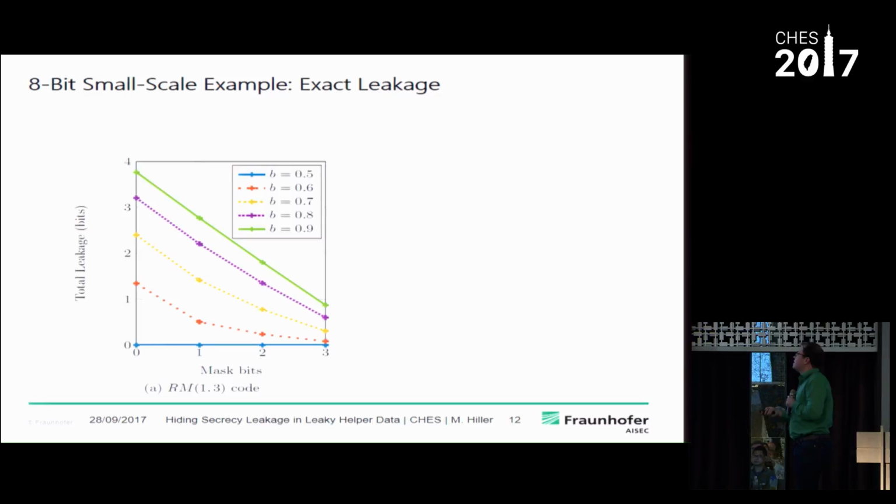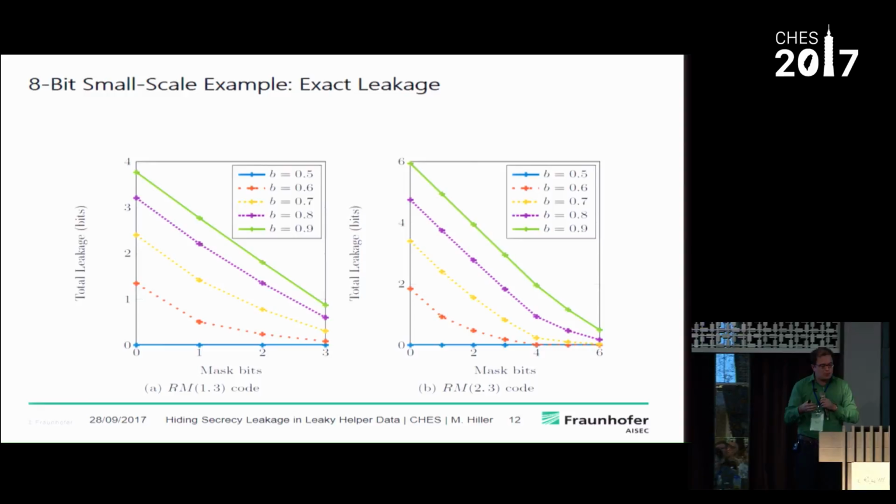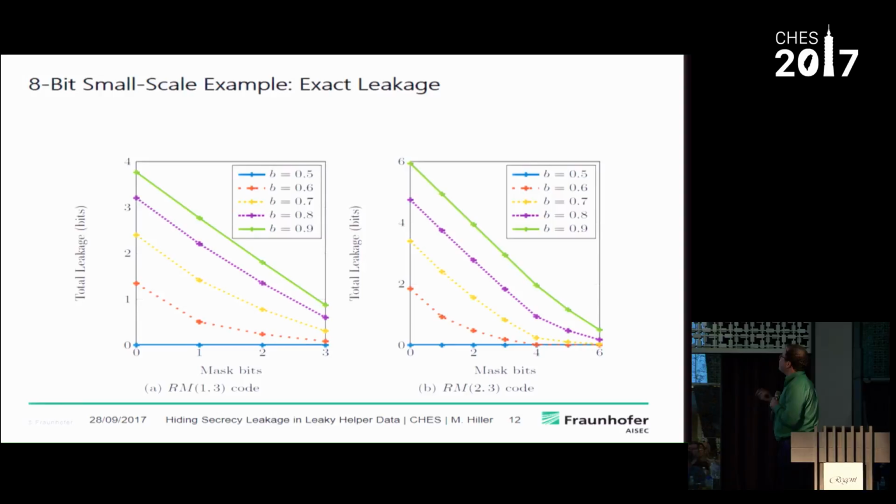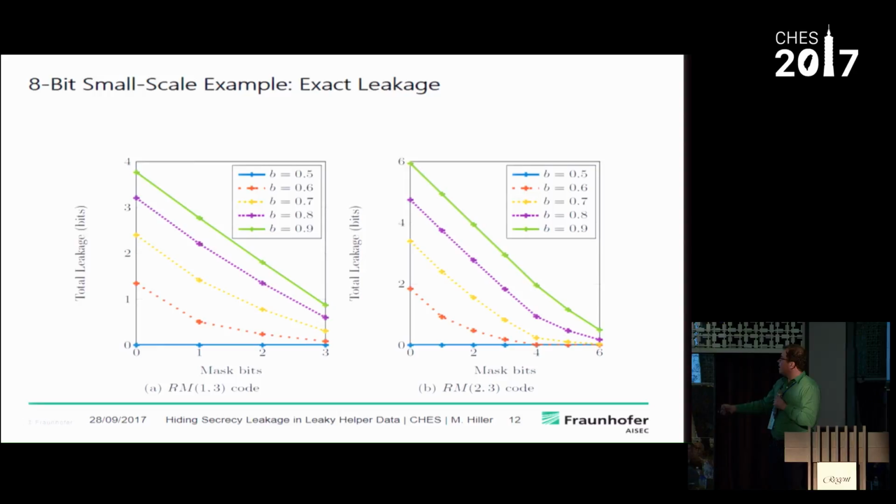And with a 4-bit example, it's still quite limited, so going to something larger. Now the code with less redundancy: we have 7 information bits and 1-bit parity. For example, here, we leak 2 out of the 7 bits.